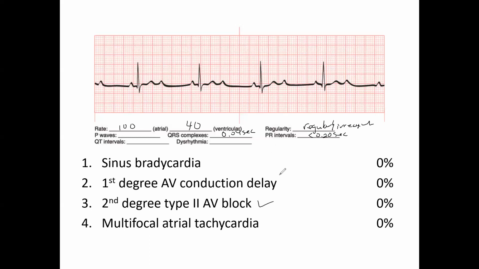It's not first degree AV delay, because if it was, you'd have a prolonged PR interval and that'd be consistent from beat to beat. It is not. Although this is a brady rhythm and some might jump on sinus bradycardia, it is not just sinus bradycardia, but instead second degree type 2 atrioventricular block, and it's not multifocal atrial tach. So we clear that and we'll take a stab and see if we were right with second degree type 2. And we are.